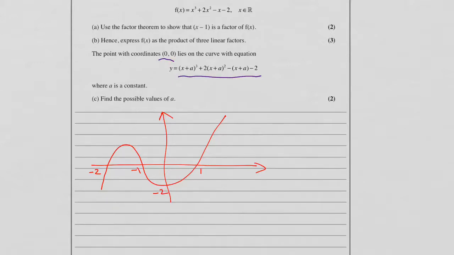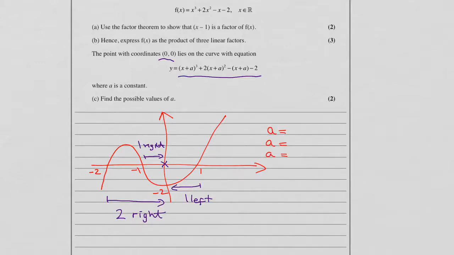So 0, 0 is here, but what that actually means is that 0, 0, it could have been this point here, which has moved 2 to the right. It could have been that point there, which has moved 1 to the right. Or it might have been this point there, which has moved 1 to the left. So, there's 3 values. There are 3 values of A.